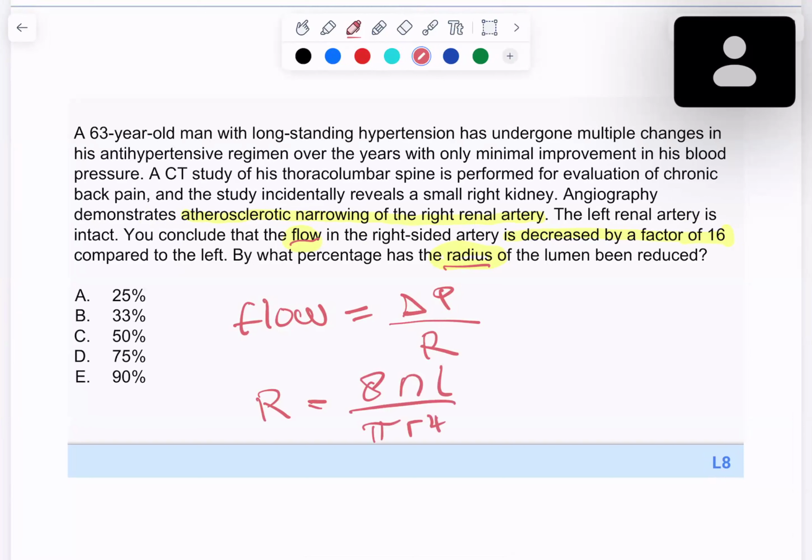I'll give you a little bit more time to solve this. C, nice, okay. Any other answers?